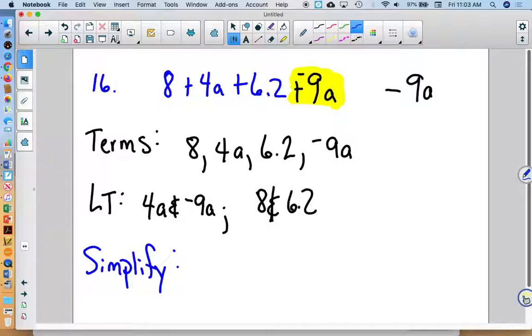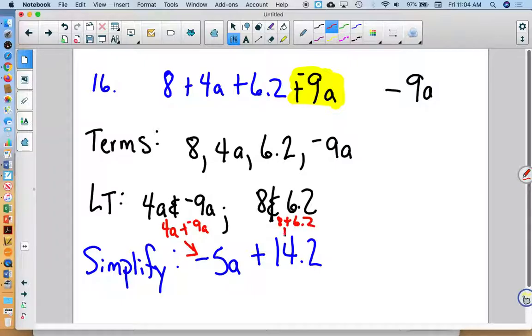Kaylee, you would add your negative 9 and 4, which would be negative 5a. And then you would add the 8 and 6, and 8 plus 6 is 14, because what I heard her say was you're going to add these two, 4a plus negative 9a. That's where that comes from. And 8 plus 6 is where we get that.